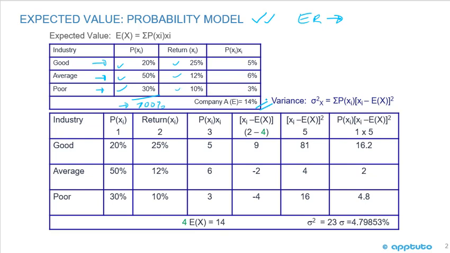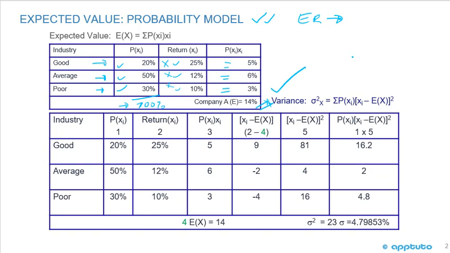So how do we calculate the expected return using a probability? We just take that probability times the return. 20% times 25 equals 5%. 50% times 12% is 6%. And 30% times 10% is 3%. Don't even need my calculator. We add them all up and we get 14%.